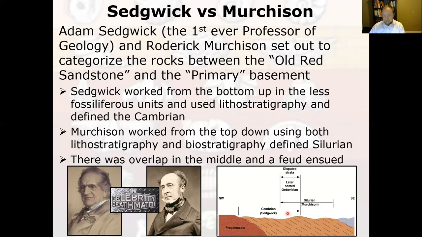So 40 years later, the debate was finally ended when they both died, and people no longer had this huge emotional investment in the debate. And basically, to settle it, we created the Ordovician. So remember, back on that former timescale, the Ordovician was missing. This is where it came from. It's named after a Celtic tribe. So sort of interesting. Again, one of the greatest feuds in geologic history. There are a couple of books that have been written about it. It's a very interesting topic.